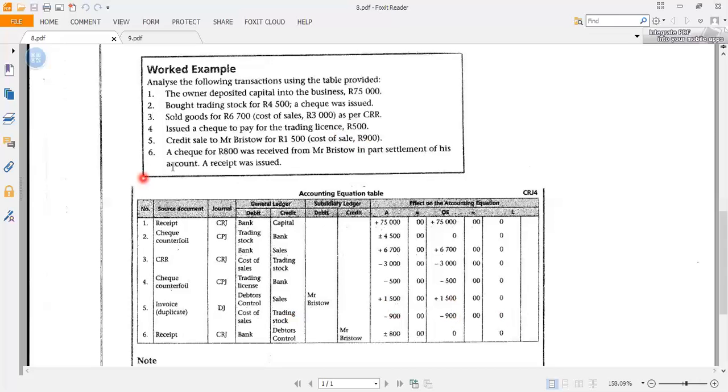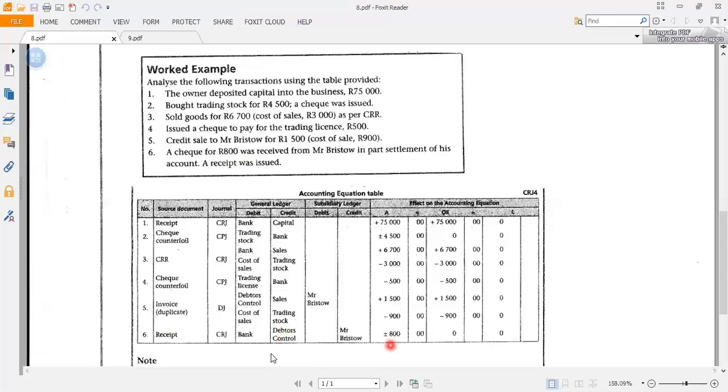Let's look at number 6. A check for 800 was received from Mr. Bristro in part settlement of his account. A receipt was issued. For the receipt, automatically we know it's a CRJ. It's receipt, CRJ. We always debit bank in a CRJ. For this case, I'm going to credit the debtors control. Why? This is a debtor that I'm working with. Okay, and I received that amount from him.